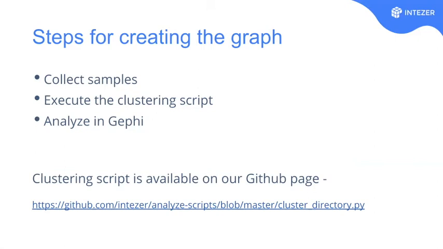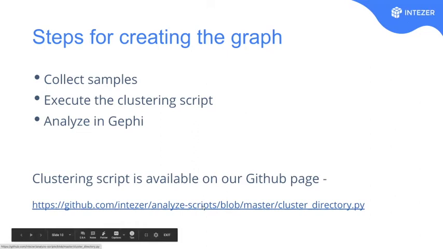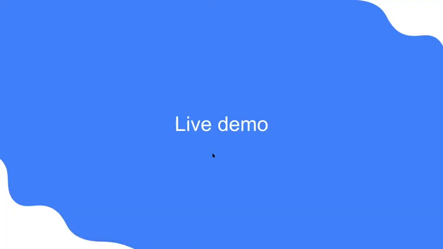Obviously, you can use Gephi for it, which is a tool to analyze graphs. You can build your own web interface. You can use what we built in the Russian APT ecosystem to analyze the data. But you do need to have a platform to analyze the cluster. And once again, the clustering script is available on our GitHub page, and this is the address. I will also share it in the chat at the end of the presentation. All right, I think it's demo time.